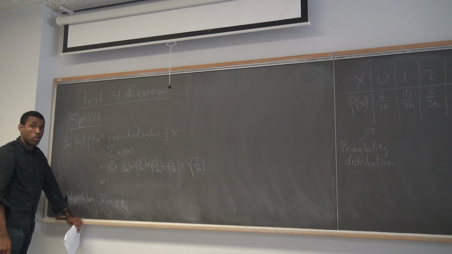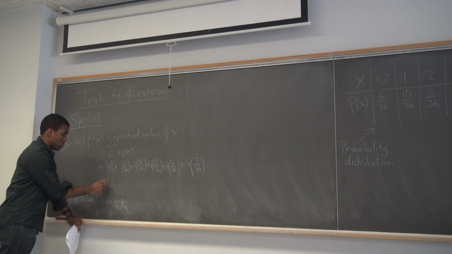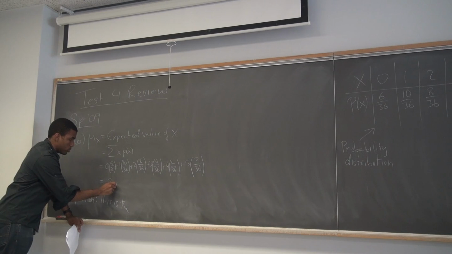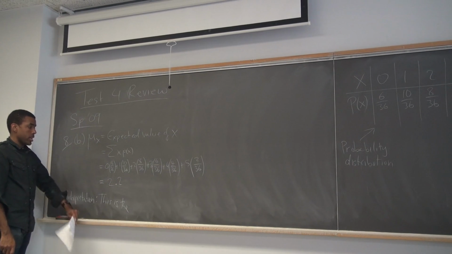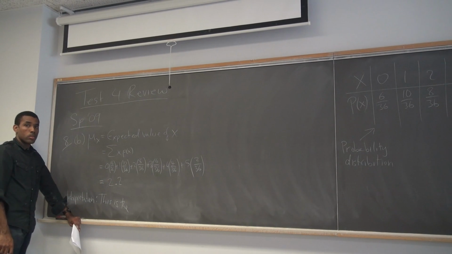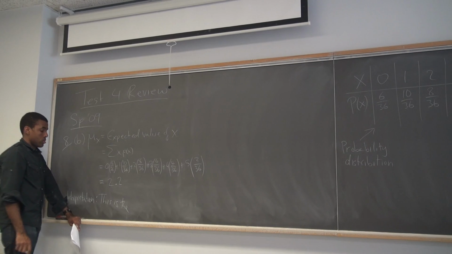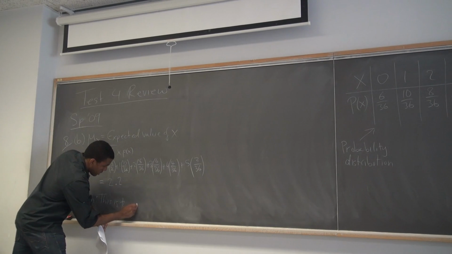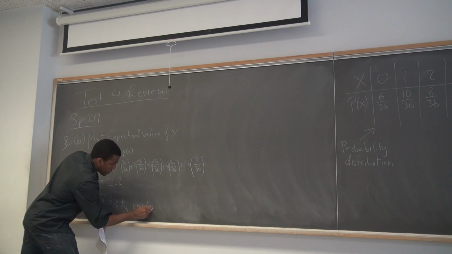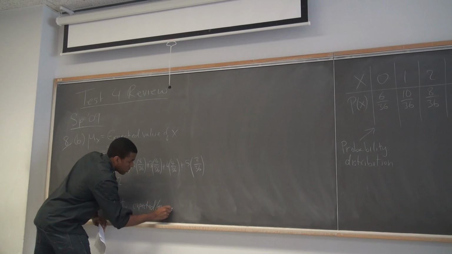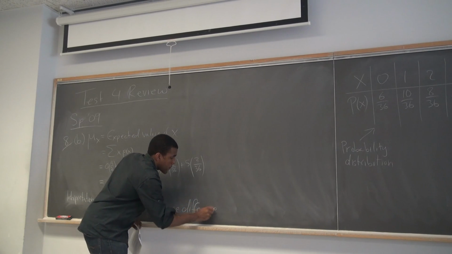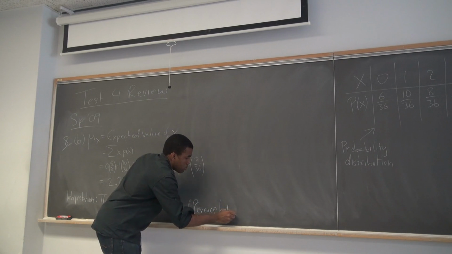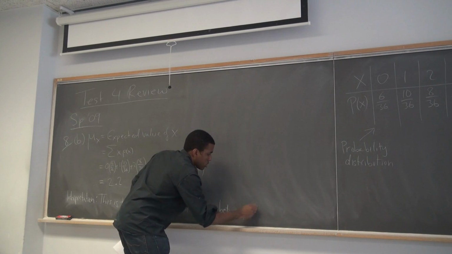I think it's 2.2. Just 2.2? Yeah. Okay. So what is the interpretation of this number? The average difference is going to be 2. Yeah, this is the expected or average difference between the two dice.